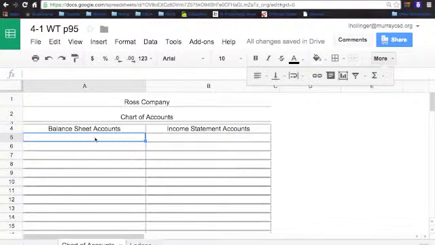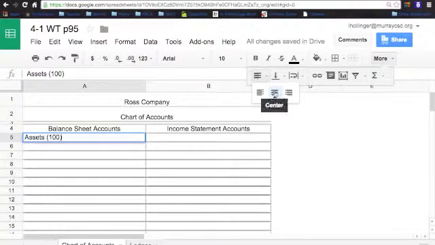Our balance sheet is made up of our assets, our liabilities, and our owner's equity. So we will put all 3 of those over on the left-hand side underneath our balance sheet accounts. Our income statement accounts are our revenues, all the money coming in, and our expenses, all the money going out. So we're going to separate our 2 different statements that we're going to eventually make. Okay, so over on the left side, we'll start with the assets. We'll put in assets, and in parentheses, we'll indicate that these are our 100 accounts. And we can center this title.